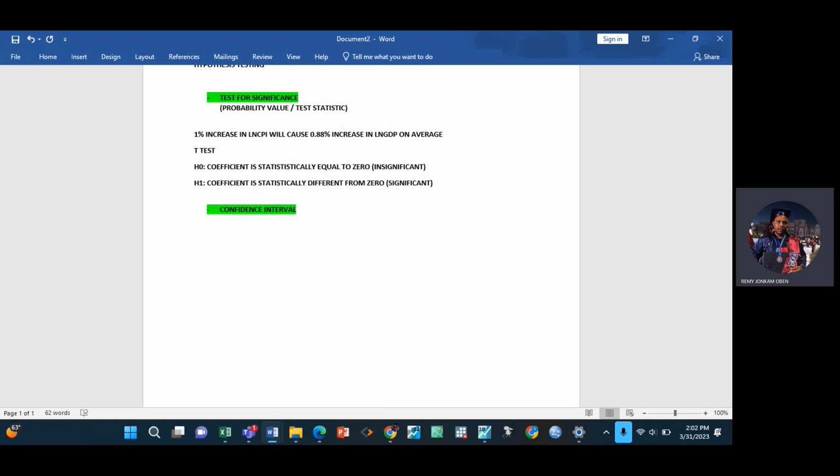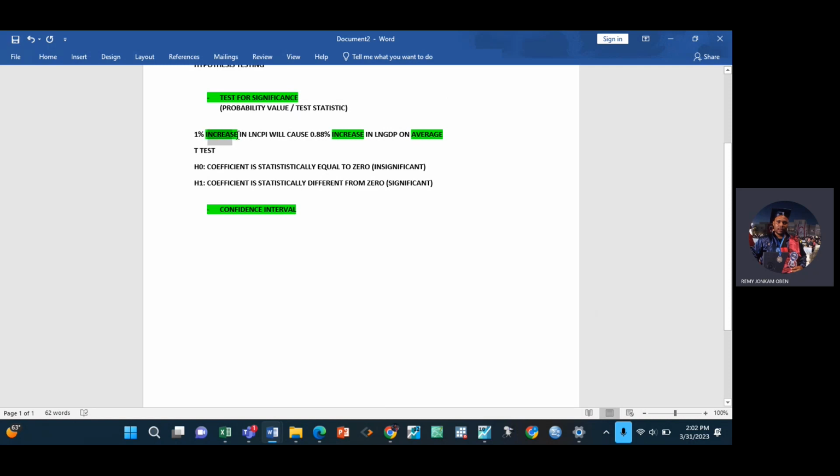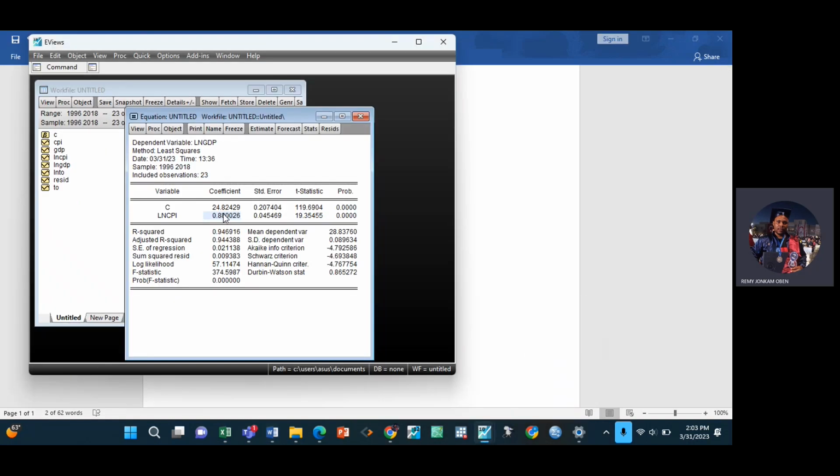There are some keywords you have to always mention. I will highlight this increase, I will also highlight this increase, and I'll highlight this average. What's happening here? This first word here will always be increase. For now, just take it that way. The only thing that will change is this one. This one will either be increase or decrease. It will be increase if the coefficient is positive, but if the coefficient is negative, it will be decrease. So you see here, this coefficient 0.88 is positive. That's why it is increase. If this coefficient was negative, it would have been decrease.